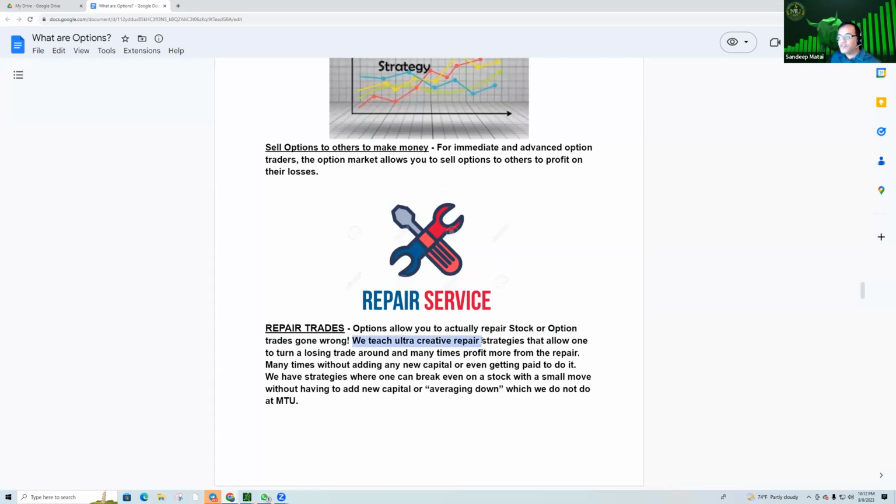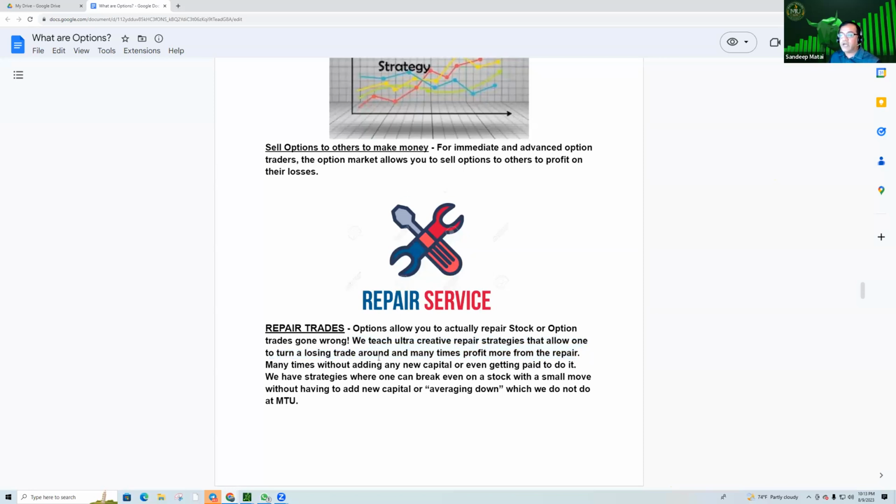So we teach ultra creative repair strategies that will allow you to turn a losing trade around and many times profit more than the repair. Raj knows this too. We'll repair trades and we'll make more money on a trade that's contrarian than the original trade, because we have information we use and we double up on the other side. We're losing. You get us once, we're going to get you twice. So we always double up the other way, and we actually make more money on the flip trade, which I'll also teach you guys in a session.